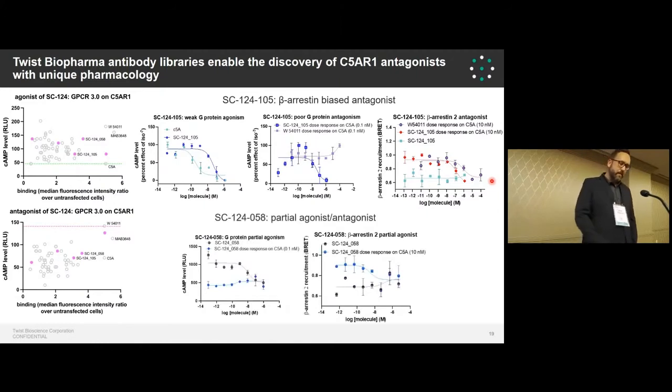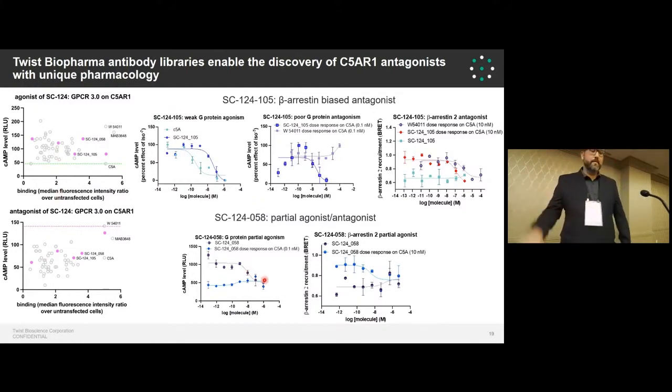This other one is kind of clear why it's in the middle here. It's a partial agonist. So it activates and blocks the G protein pathway and the beta-arrestin pathway. Here you just see the blocking and activation curves coming to the same point.